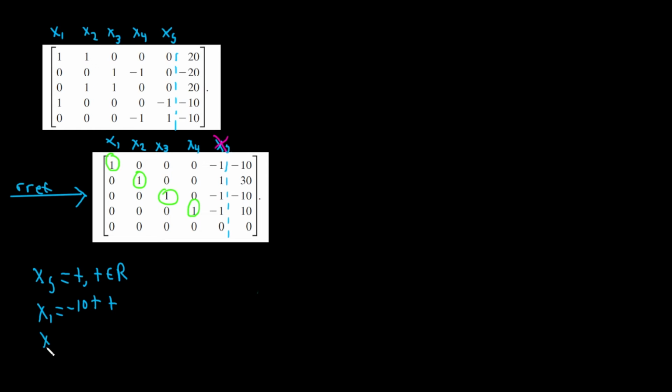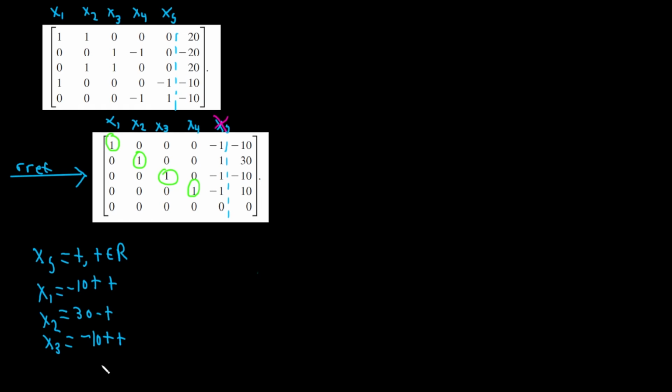x2 is going to equal, well, once again, we have plus t. So this time we're going to have minus t on our right-hand side, so we'll have 30 minus t. x3 is equal to, well, we have a minus t on our left-hand side, so when we move it to the right, it'll become a positive t. So it looks like x3 and x1 are the same, which is negative 10 plus t. x4 is equal to, well, if we move the minus t to the right-hand side, we'll get 10 plus t. And as I said above, x5 is just equal to t because that's our free variable.